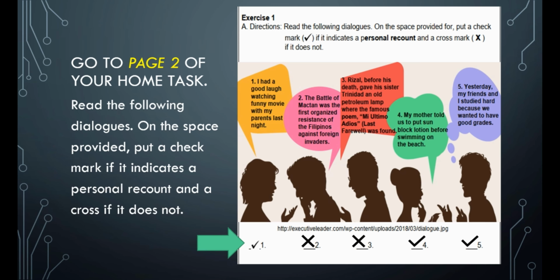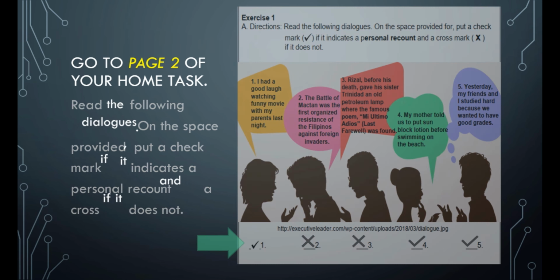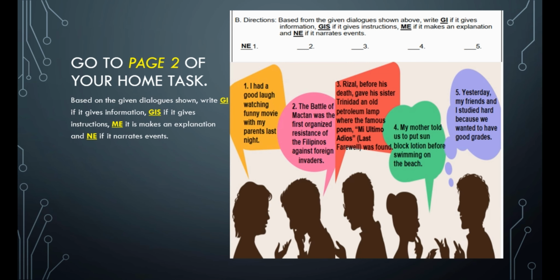Were you able to get a perfect score? Awesome! Not perfect? Don't worry. Let's do better next time. Now let's have the next exercise. Go to page 2 of your home task. And let's answer letter B of exercise 1.